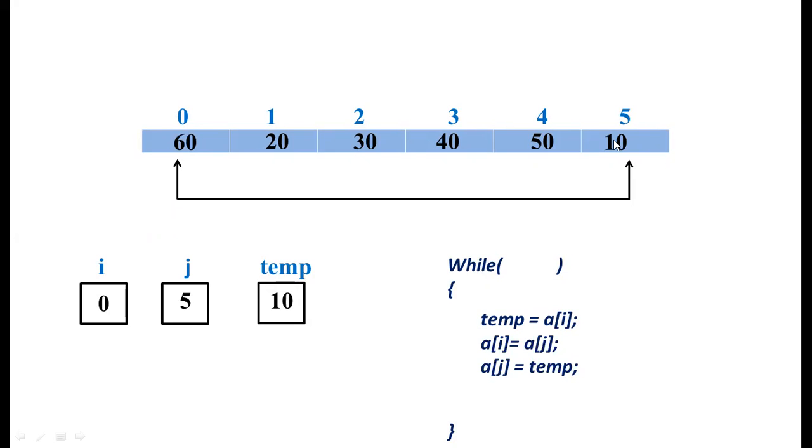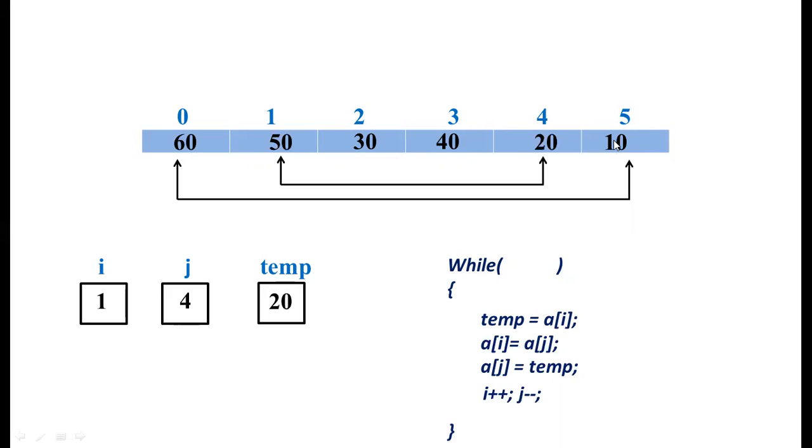Now, after swapping these two, we have to swap the second element, that is the element with index 1 and the element with index 4. So we have to increase the i value and decrease the j value. So here we write i plus plus, j minus minus. So i value will become 1 and j value will become 4.